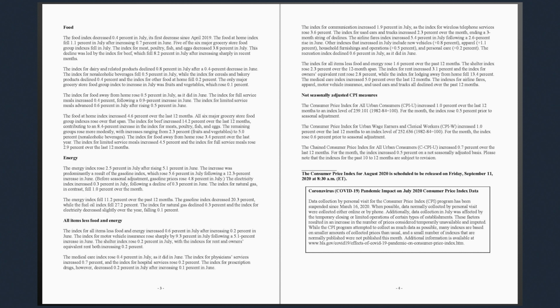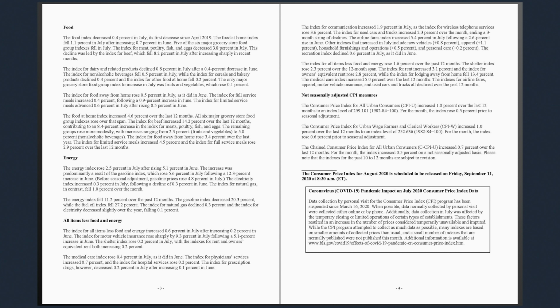Coronavirus COVID-19 pandemic impact on July 2020 Consumer Price Index data. Data collection by personal visit for the Consumer Price Index (CPI) program has been suspended since March 16, 2020. When possible, data normally collected by personal visit were collected either online or by phone. Additionally, data collection in July was affected by the temporary closing or limited operations of certain types of establishments.